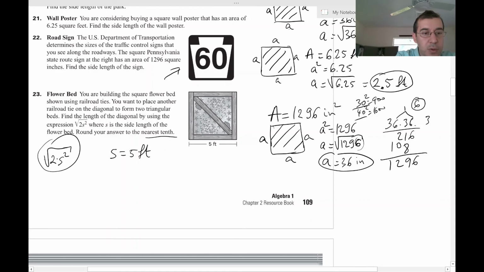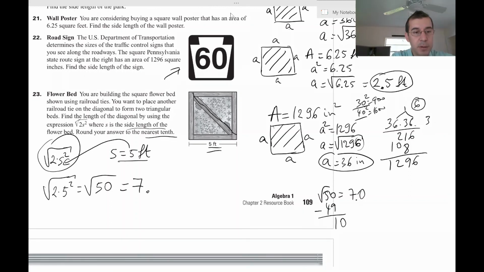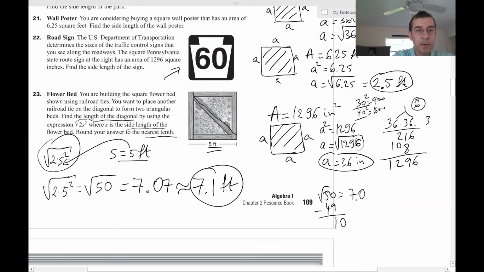So basically, we just have to solve this expression by substituting 5 for s. So this is the square root of 2 times 5 squared, which is 25. 2 times 25 is 50. So the square root of 50: 7 squared is 49, so this is going to be a little over. So the square root of 50 is 7.07, or that is 7.1 feet. And that's the length of the diagonal.